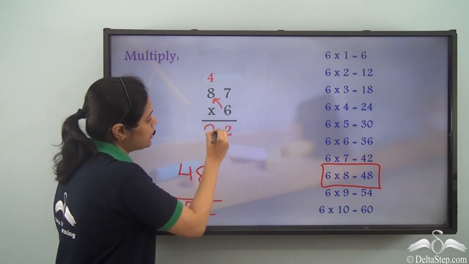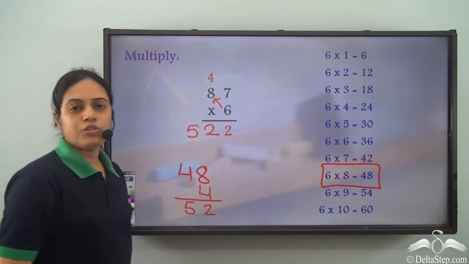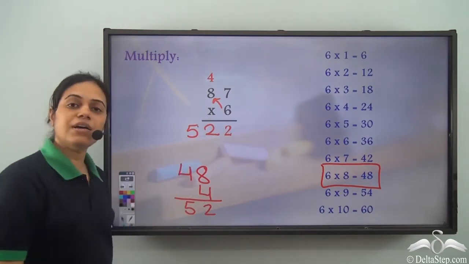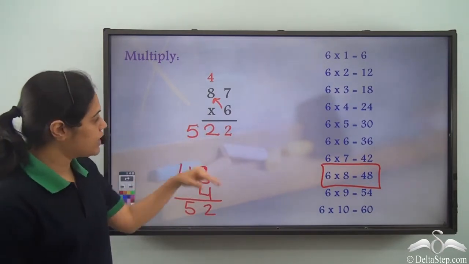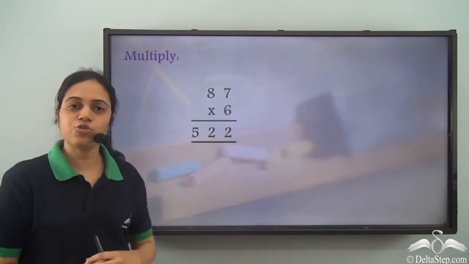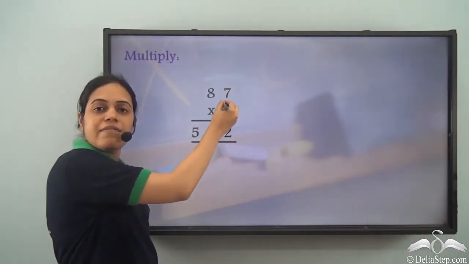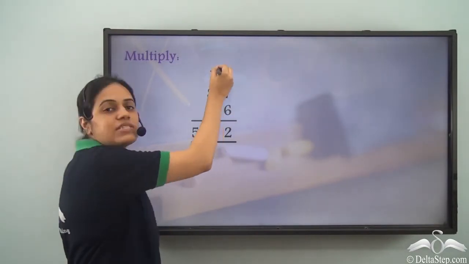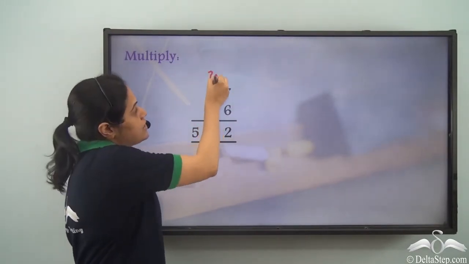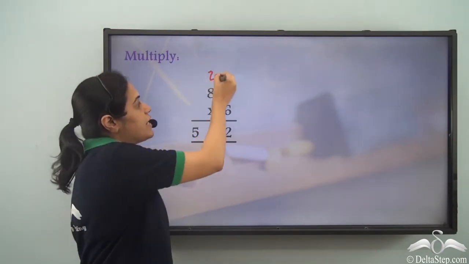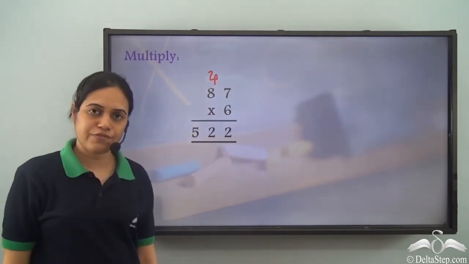So 52. So 2 is in the tens place and 5 is in the hundreds place. So the answer is 522. How do we get the answer? 6 multiplied by 7, 2, 4 was carried, then 6 multiplied by 8, whatever was the answer, we added 4 to it and got 52.